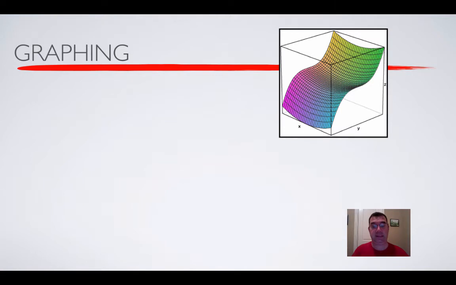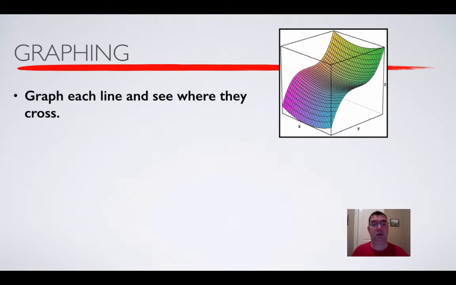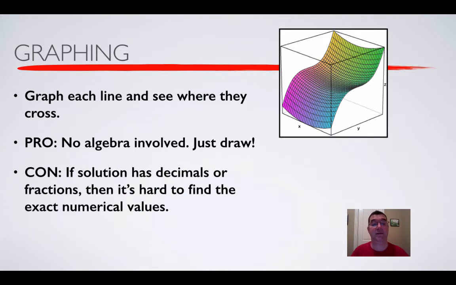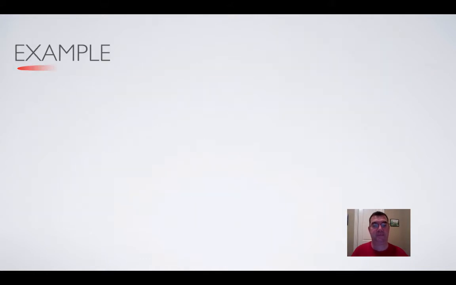So one way to do this is graphing. We're going to graph each line and see where they cross. Okay. There are pros and cons to each of these methods. The pro for graphing is that you really don't need any algebra to solve this. You just need to draw it. The con is if you have a solution that has decimals or fractions and you graph it, it's kind of hard to see where exactly your solution is. So you may want to use another method to get your answer to be more precise.